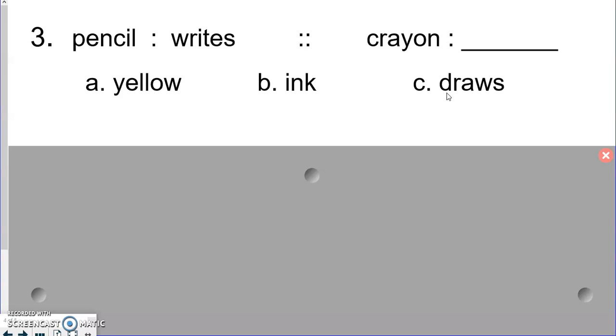So a pencil writes and a crayon. I hope you're showing a 3 for letter C, draws, because that's a correct answer. We're looking again at its job. A pencil writes and a crayon draws. And yes, you could use a pencil to draw. You could use a marker to draw. You could use paint to draw. Really, you could. But we're looking for the best answer in our answer choices here. And so the best answer is C, draws.